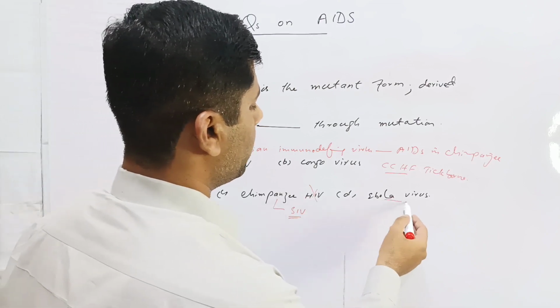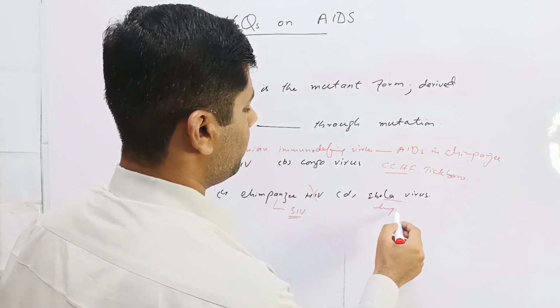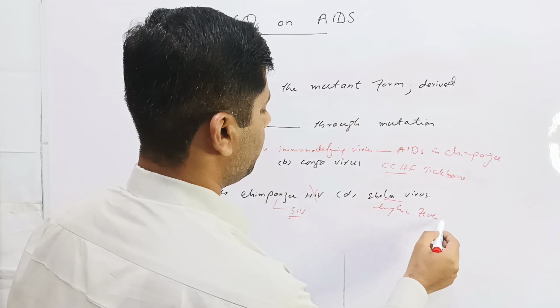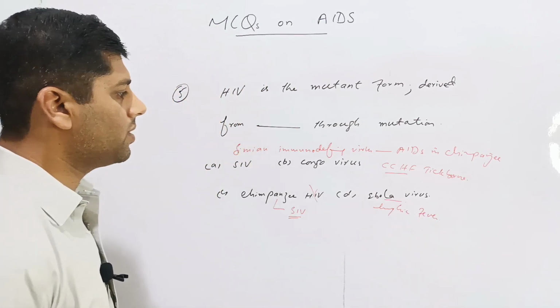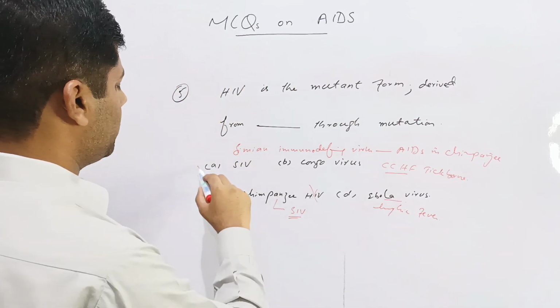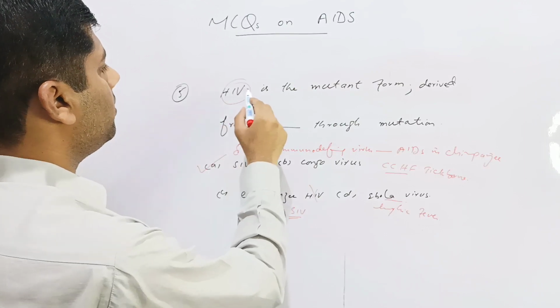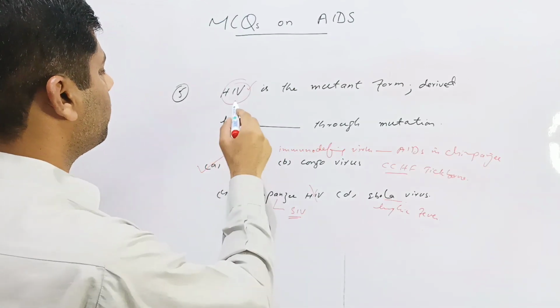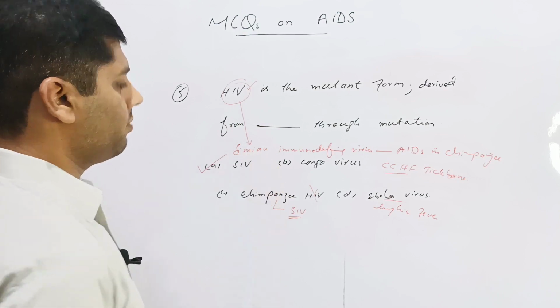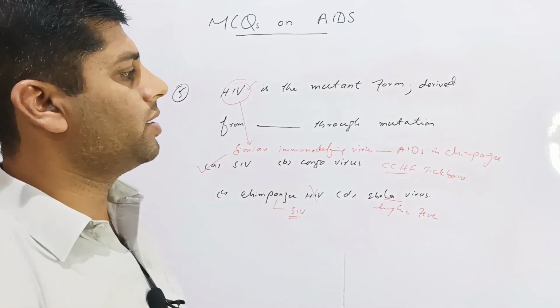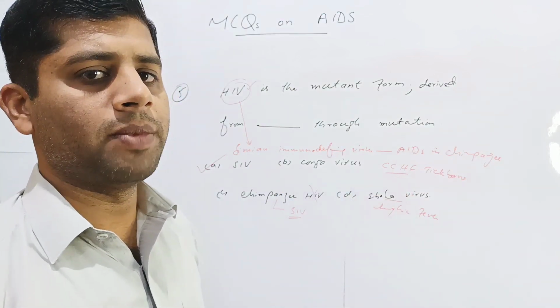And next is Ebola virus, which causes hemorrhagic fever in human beings. So among these options, the most appropriate option is SIV. The HIV virus has mutated from the simian immunodeficiency virus, which causes AIDS in chimpanzee and non-human primates.